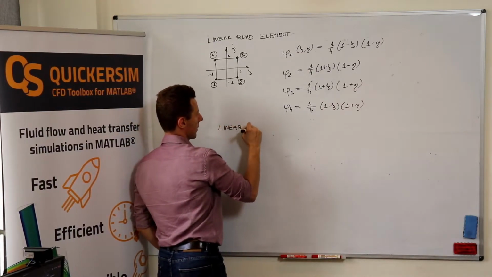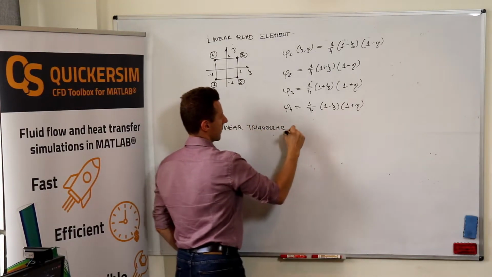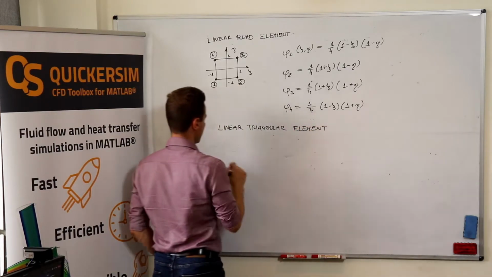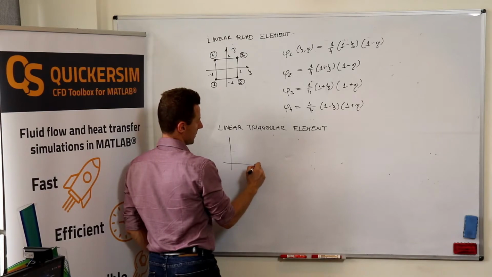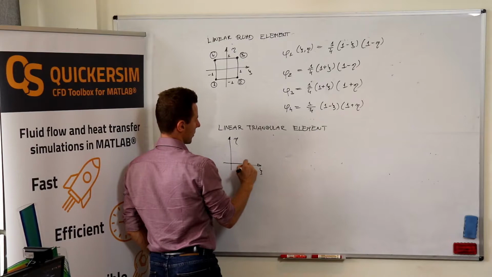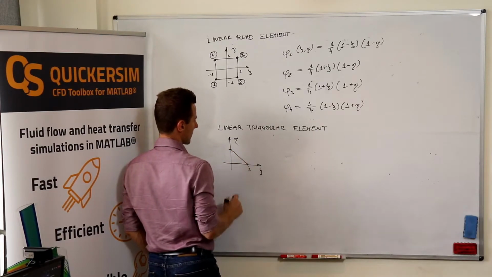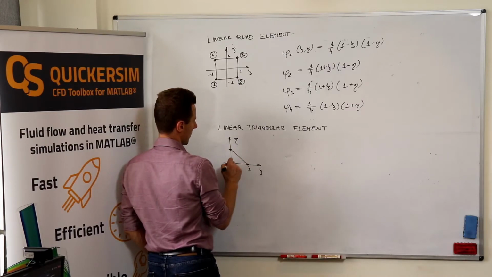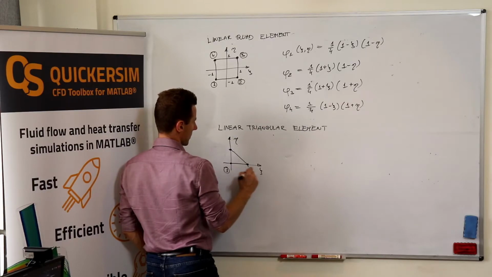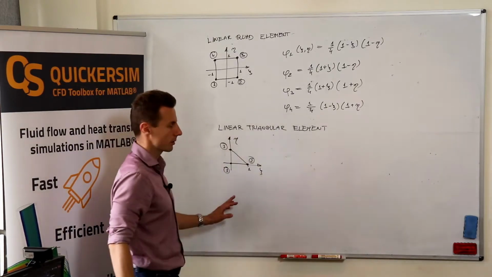Linear triangular element. Here, the geometrical definition is a bit different. As we've mentioned, it extends from 0 to 1 in both coordinates. The local node numbering is also the same, like first, second, third local node.